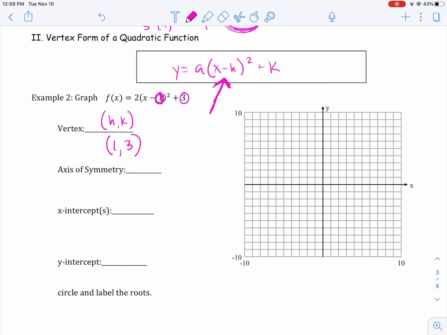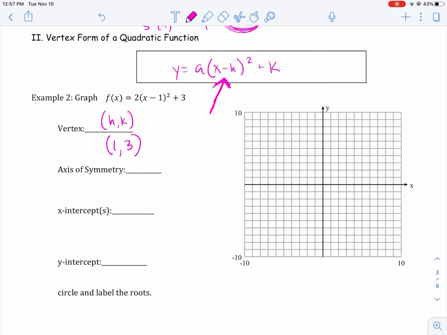Now if this was, for whatever reason, a plus 1, then we'd have to take into account that this is 2 times x minus -1 plus 3. So what is our vertex here? Well, our vertex wouldn't be 1 comma 3, it would actually be -1 comma 3. So just keep that in mind. Pay attention to that negative sign in between the x and the h, because that will throw you off if you don't know where it is coming from. Okay, so let's keep going.